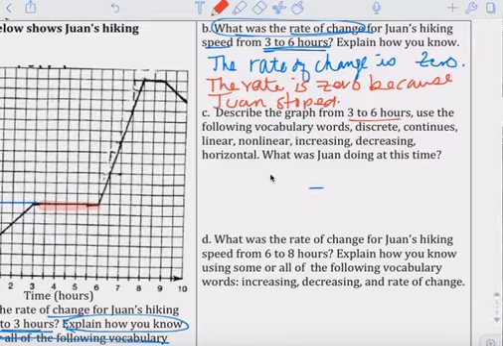Okay. So you would write this, you would say it's continuous. I spelled that wrong. Wow. Continuous. Linear. Horizontal line graph. What was Juan doing? You can say Juan. Okay. We need to write this in a sentence. Juan stopped to visit his mom for 3 hours. Okay?